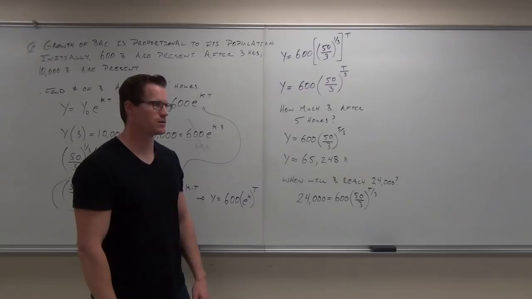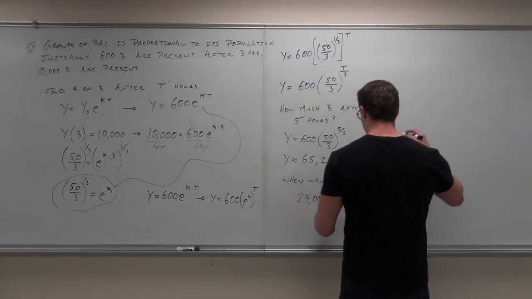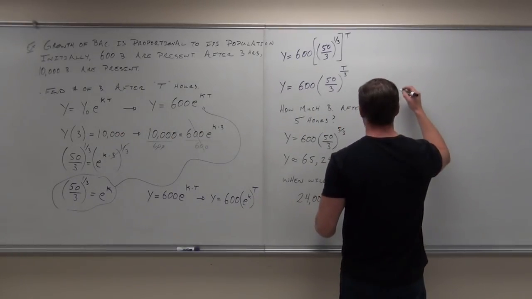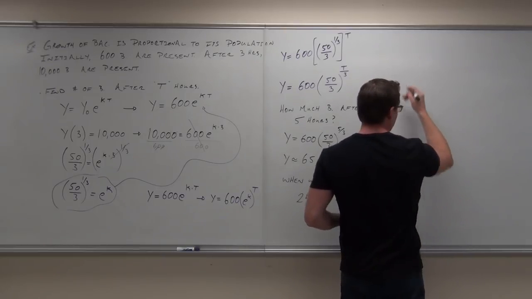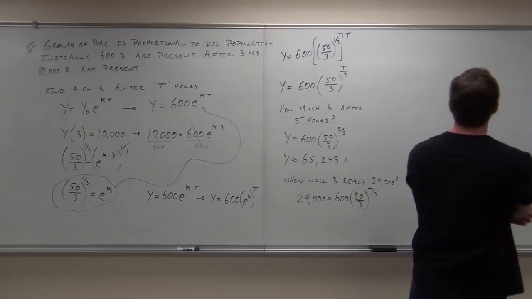Yeah, I'd divide by 600 to start with. So we'd get how much? 40. Yeah, 40.